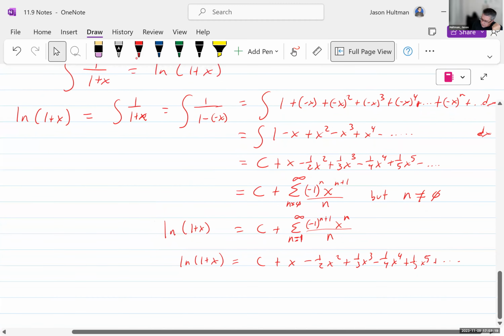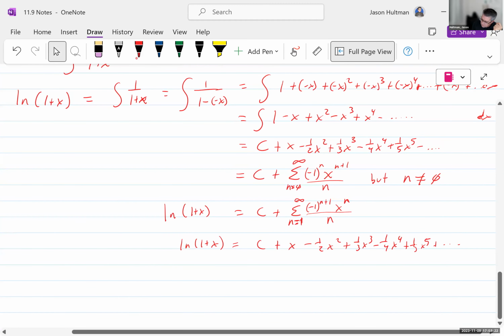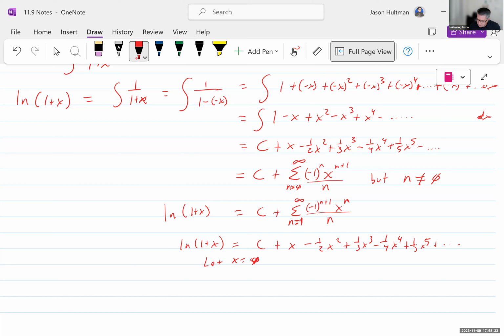And so what is a convenient value to use here to solve for the constant? Well, if I let x equal 0, then everything goes to 0 that involves an x. So this is just going to become the natural log of 1 plus 0 is equal to c plus 0 minus 1/2 0 squared plus 1/3 0 cubed. And again, these all go to 0. So this whole thing gets wiped out, and I'm just left with the natural log of 1 is equal to c.